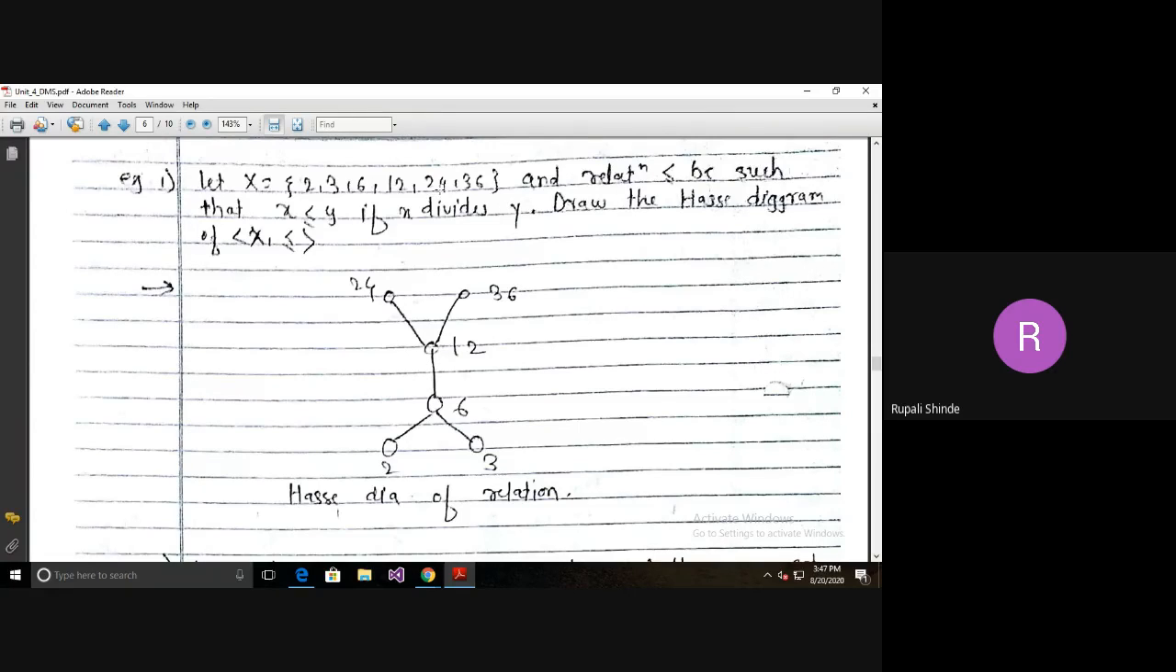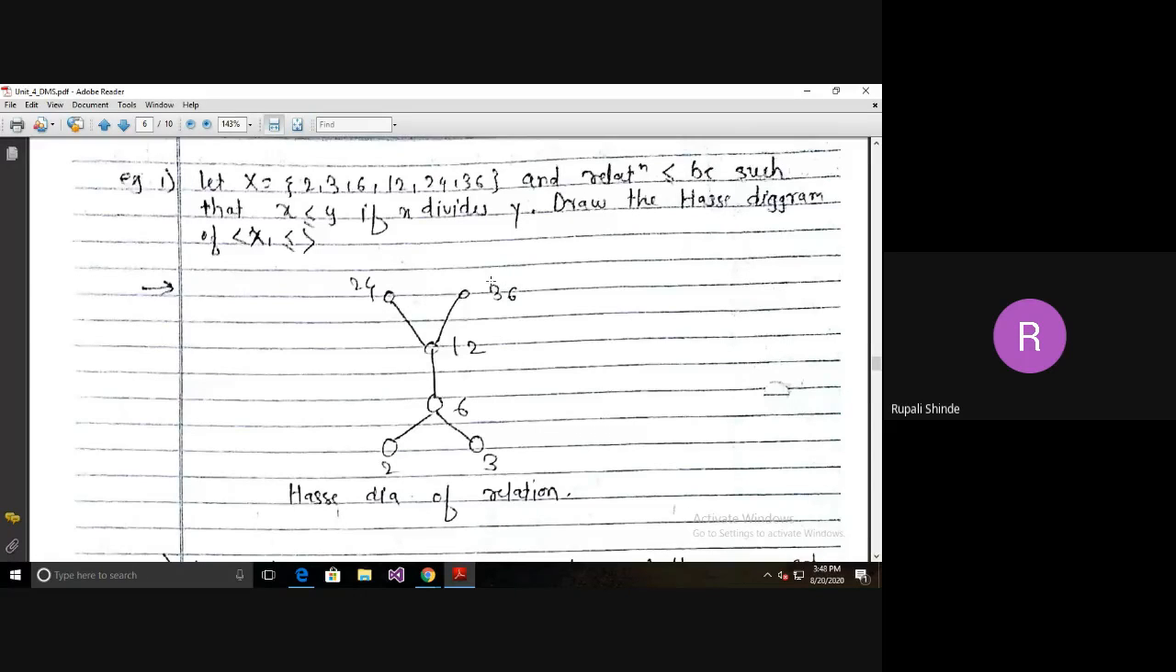Now the next element is 24. 12 divides 24, and the next one is 36. 12 also divides 36, so there is a line from 12 to 36. Now if you check the line from 2 to 12, it covers elements 2, 6, 12 and 24. So for 24, all these elements divide 24, that is 2, 6, 12, 24.